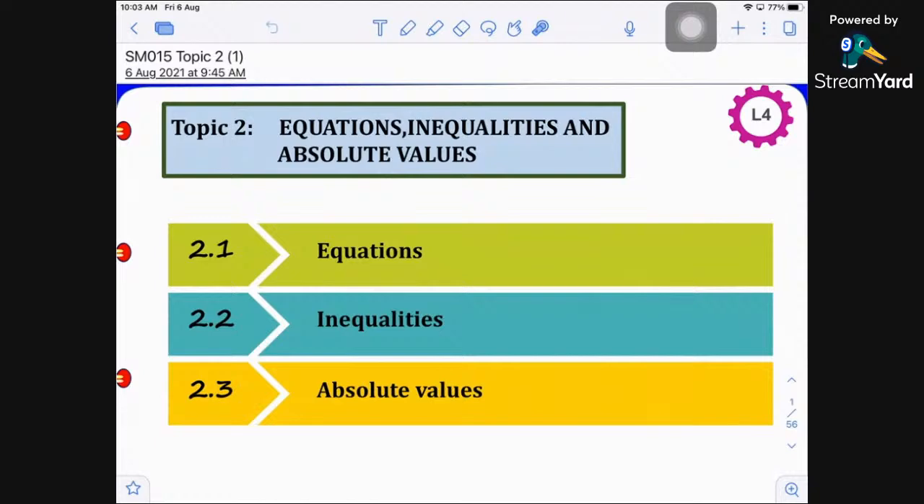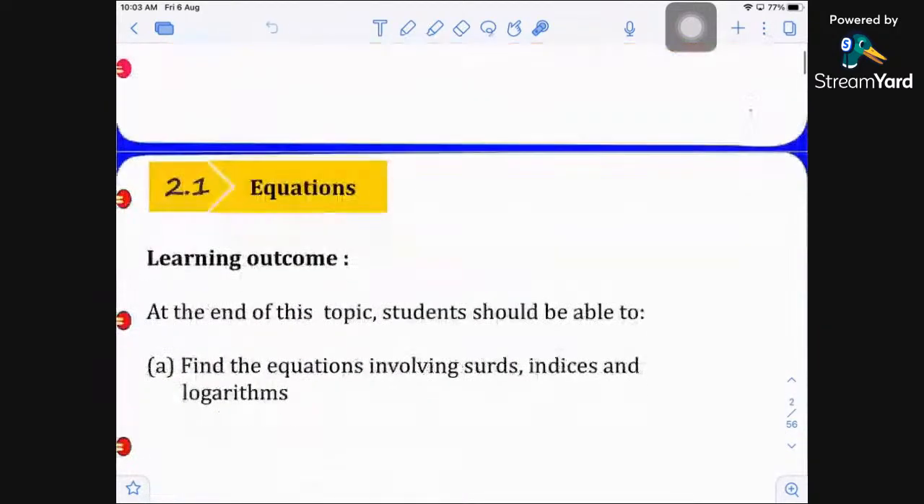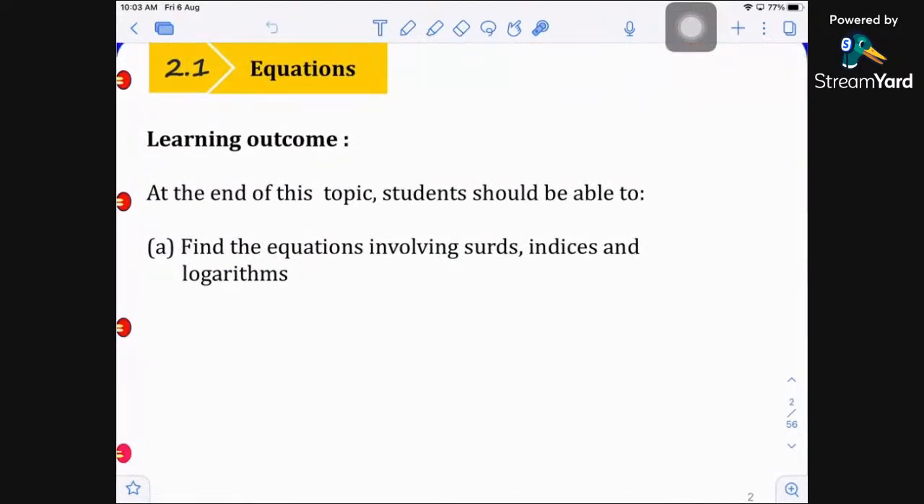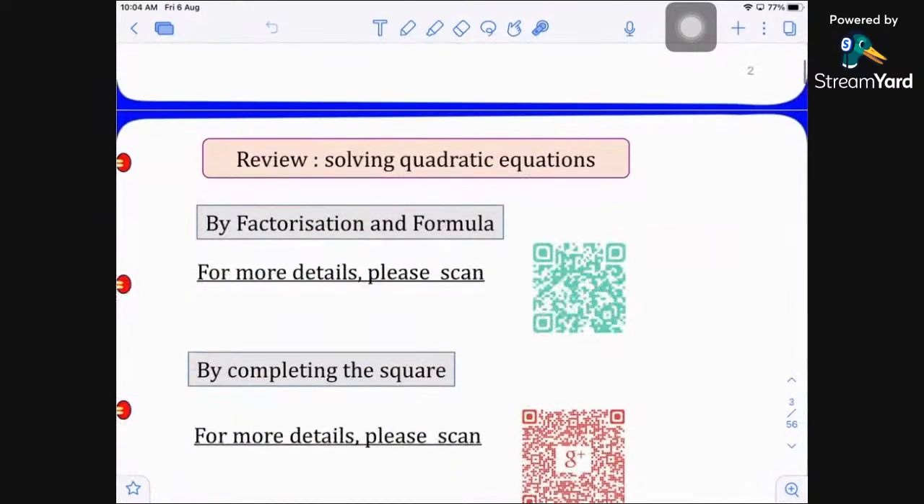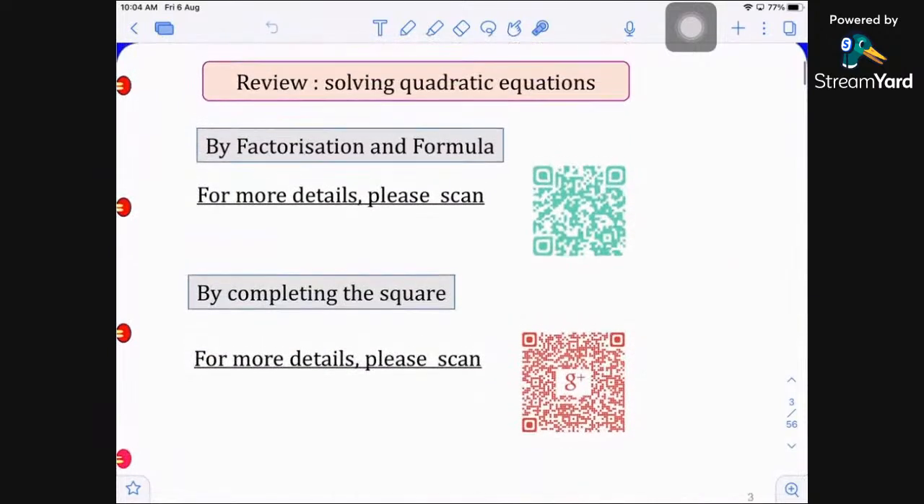Okay, so let's start with 2.1 Equations. The learning outcome of the equations here is that we want to find how to solve equations of surds, indices, and logarithms. So this is the learning outcome today. And under this learning outcome, we have certain methods to be followed.